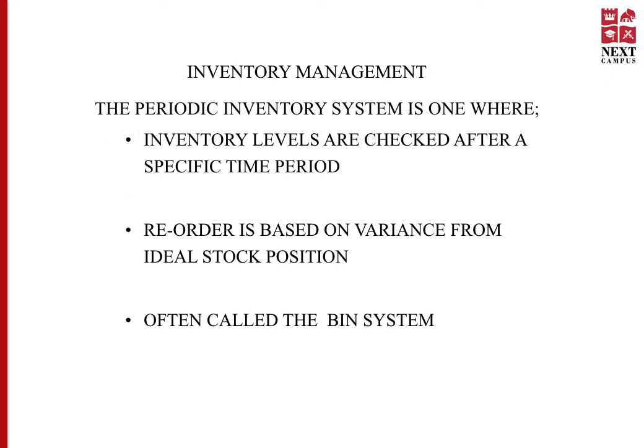The periodic inventory system is one where inventory levels are checked after a specific time period. So there's always a specific time period within which the reorder levels and reorder quantities are checked. And any item that falls below the reorder level is replenished based on an optimum order quantity. This is often called the bin system.